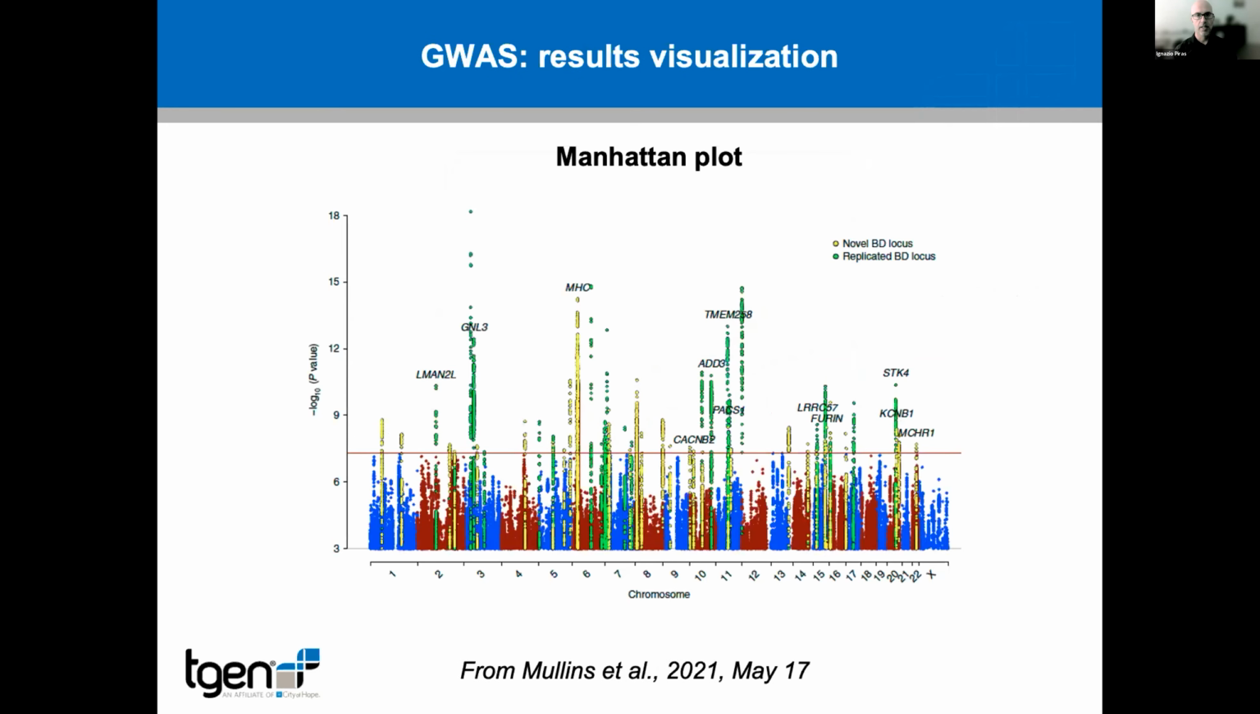This is the final step, the result visualization. We used the Manhattan plot. So we have the chromosome on the X axis, and on the Y axis we have the minus log p-value, and each dot represents a genetic variant. And the red line is the genome-wide significance threshold. So in this GWAS, they were able to identify several variants in several genes, but I think the sample size was probably 20, 30,000 samples, so we usually need a very large number.